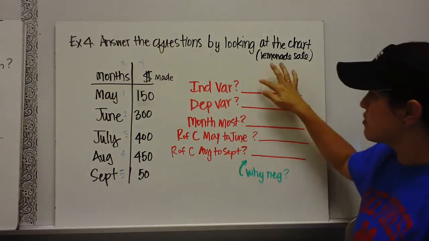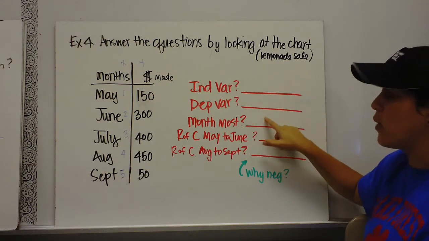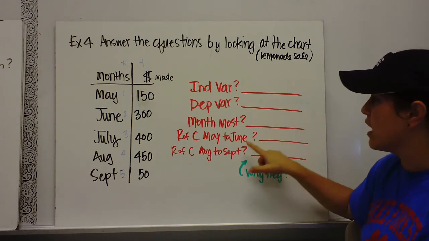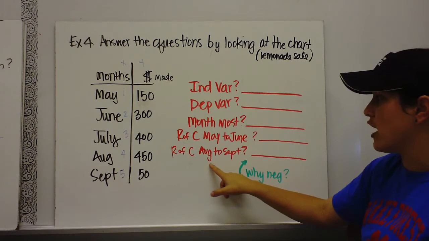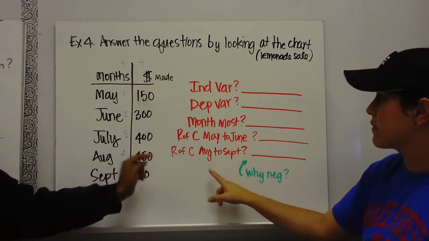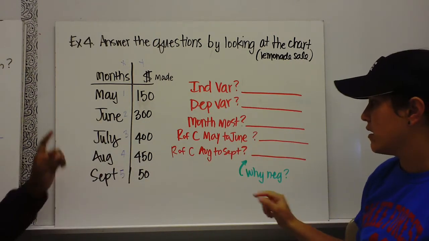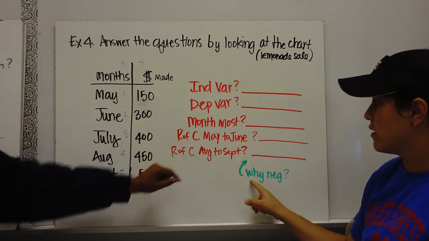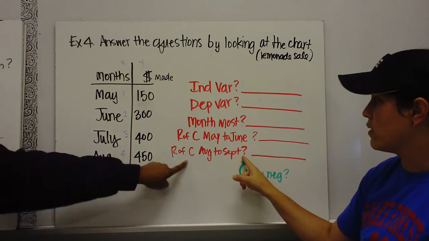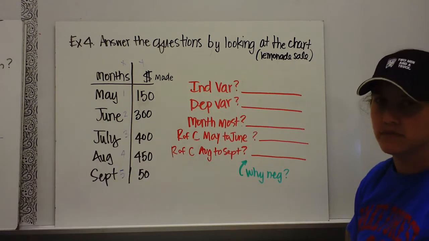So we want you to answer these questions: independent, dependent, what month did you make the most, and then your rate of change from May to June and from August to September. And then answer the question, why is this rate of change negative and why is this one positive?